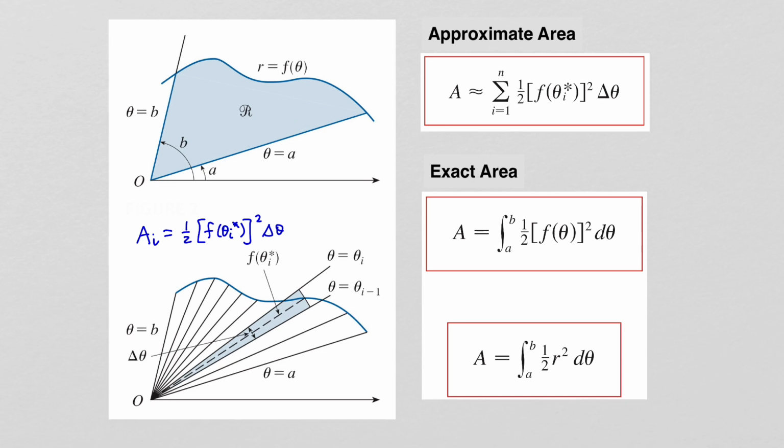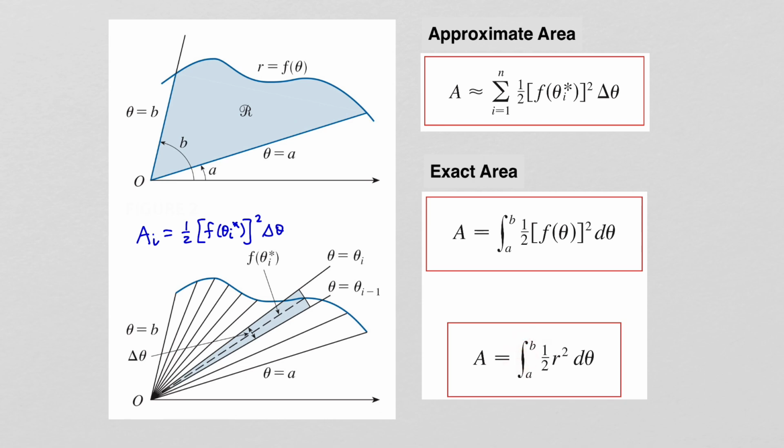And then, of course, if we take the limit of this, it turns into an integral. And so to find the exact area between a and b under a curve f of theta, it is the integral from a to b of 1/2 f of theta quantity squared times d theta. And if we view r as f of theta, it can be replaced with r, and we simply get the integral from a to b of 1/2 r squared d theta.